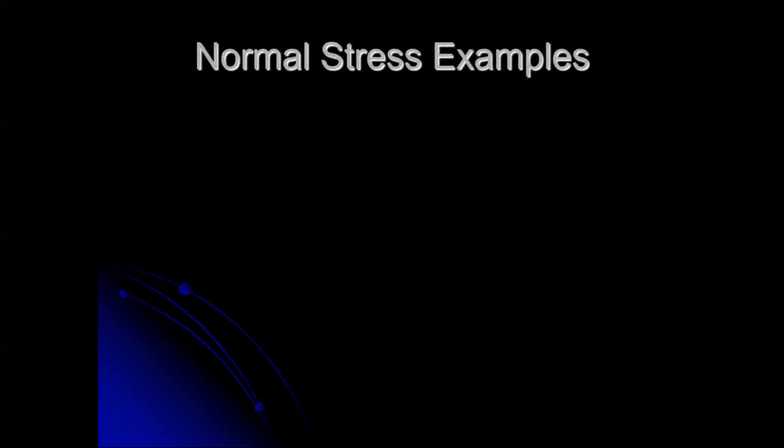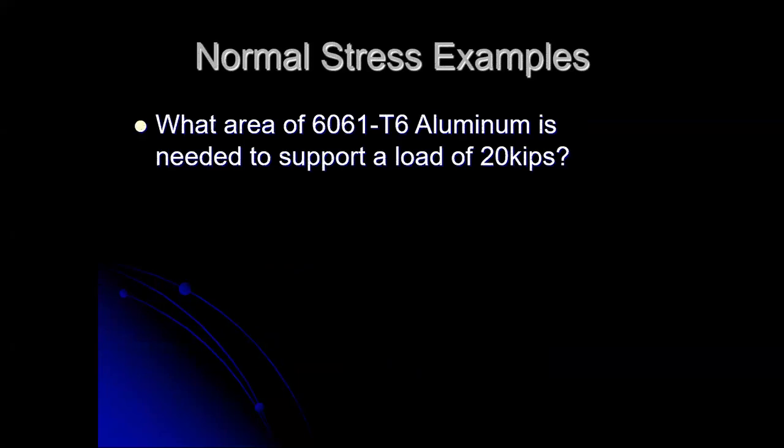So let's try some examples with normal stress, and we'll try some basic design here. In doing a truss analysis, we maybe figured out that we've got a member that is going to carry a load of 20 kips. And we need to know, if I'm going to make this out of 6061 T6, how much area do I need? What cross-sectional area do I need in order to make sure that the material is not going to yield?